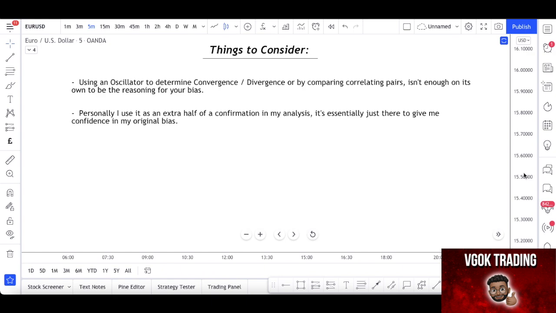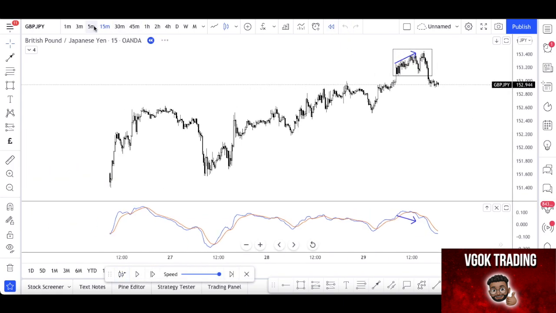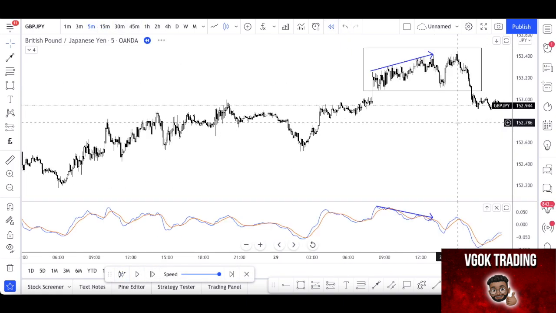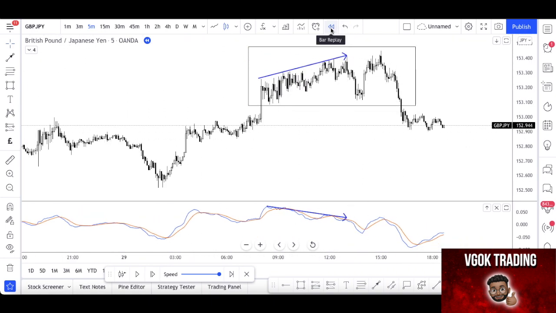Now, I'm going to be showing you some more chart examples and certain scenarios as to why divergence alone can't be used just to form your entire bias. So the first example that I've got for you guys is going to be on GBPJPY on the 5-minute time frame. So I'm just going to jump into replay mode so we can jump down and not lose our spot in the charts. And let's cut the chart back just to see how it would look if we were analyzing this live.